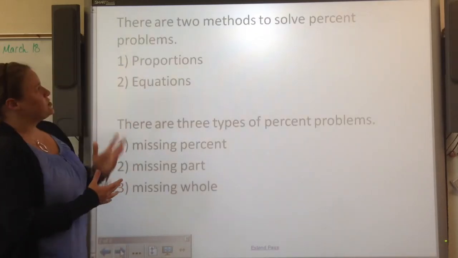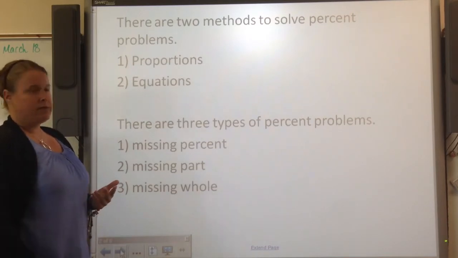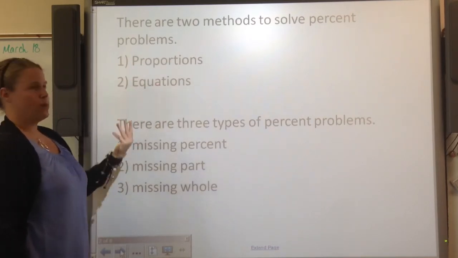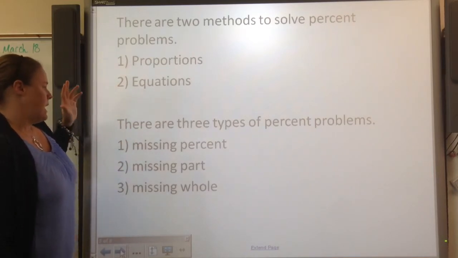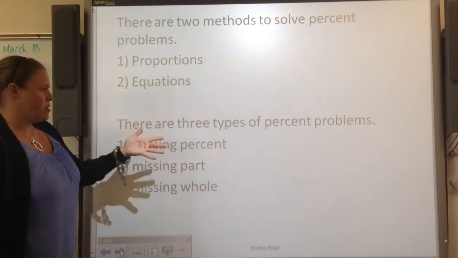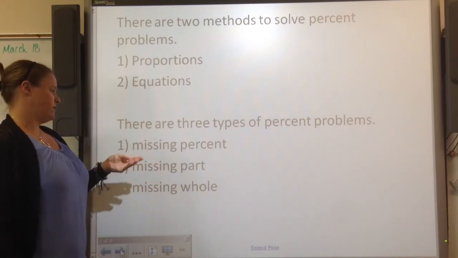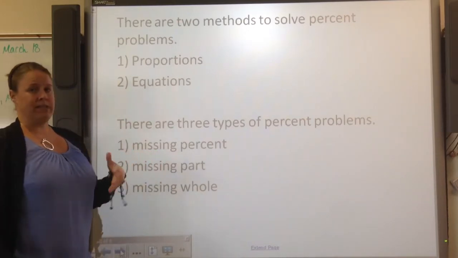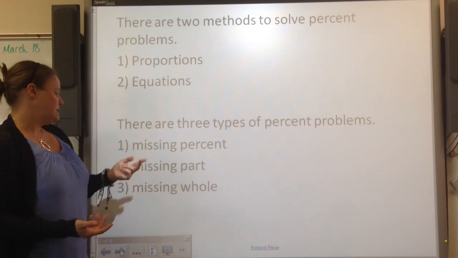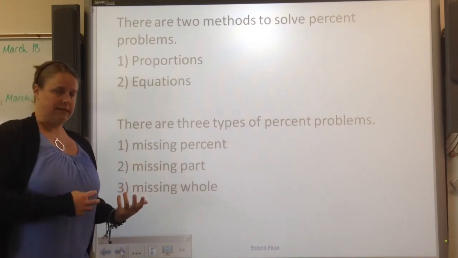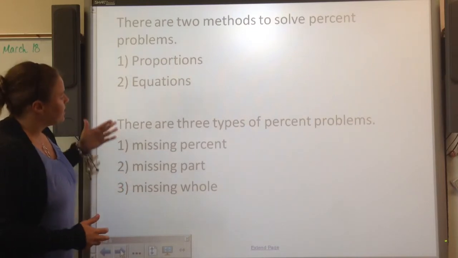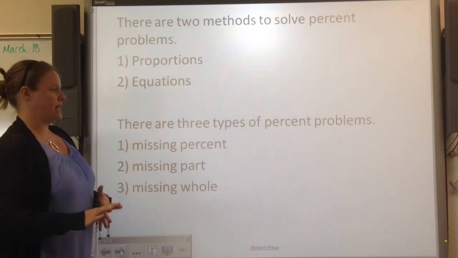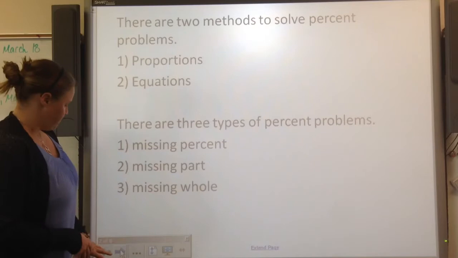All right, so first of all, there are two methods to solve percent problems like we've been doing in class. We have the proportions and the equations, or the decimals. So those are the review of the two ways. And then we've also been talking about that there are three types of percent problems. First of all, the missing percent. Well, we don't know what the percent is. Second of all, a part of the problem is missing. And third is the whole of the problem is missing.